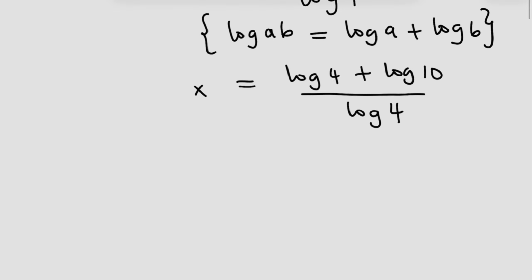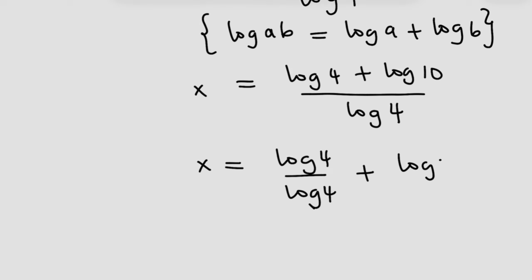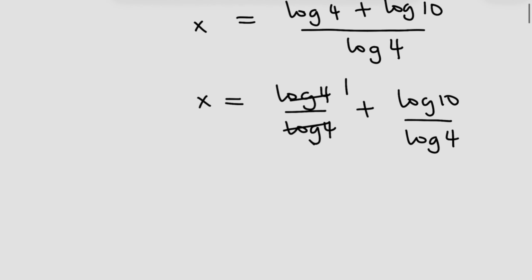Let us separate the addition to give us log 4 divided by log 4, then plus log 10 divided by log 4. This here gives us 1. And we have x is equal to 1 plus log 10 divided by log 4.